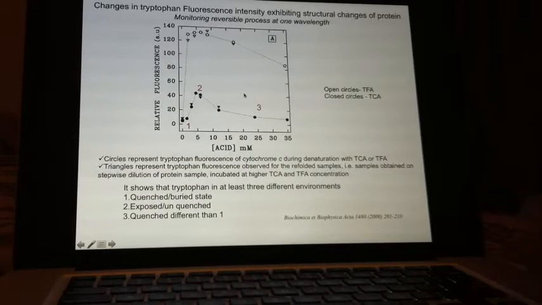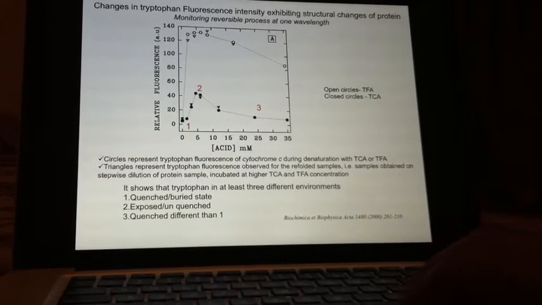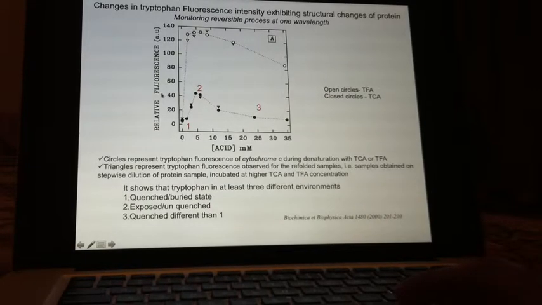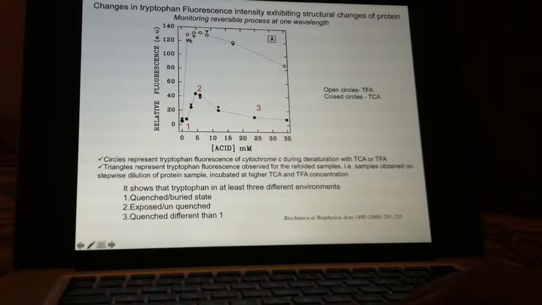An example of this is directly from my data, where we treated cytochrome C, taken as a protein, with trichloroacetic acid and trifluoroacetic acid, and wanted to see what structural changes take place as the concentration of acid increases. When there is no acid present, the relative fluorescence intensity of the molecule is somewhere here. But when we increase the concentration of acid, the fluorescence intensity of tryptophan, in this case, increases, showing that there is a change in the environment around this tryptophan residue.